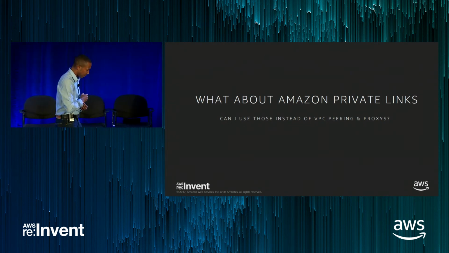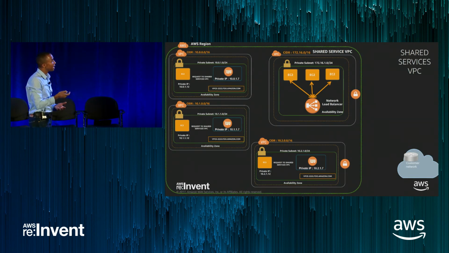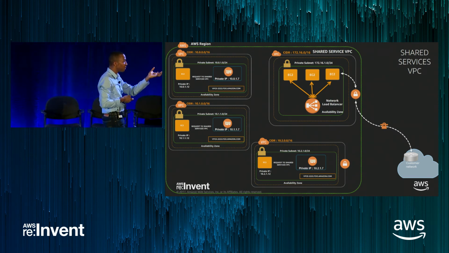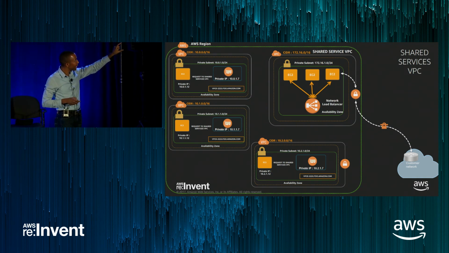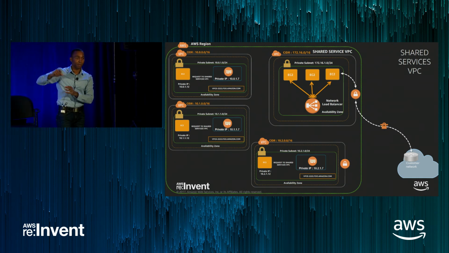So, before we talk about simplification of multiple VPCs connecting back to my data center, what about private links? Can private links replace peering to create that shared services hub? Yes. You can leverage Amazon private links to create that shared services hub and then advertise that particular application as a service to all your other VPCs. You've removed the need for VPC peering.